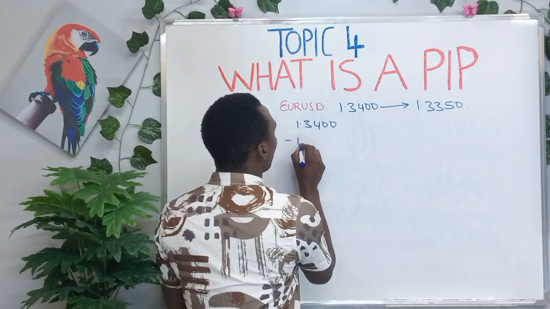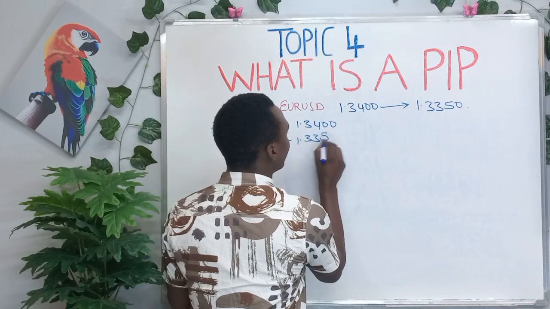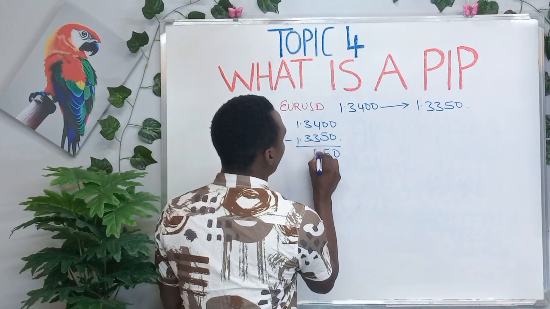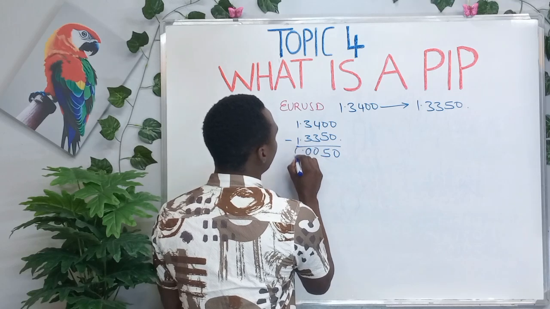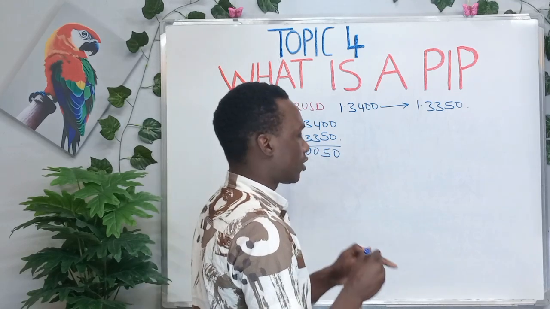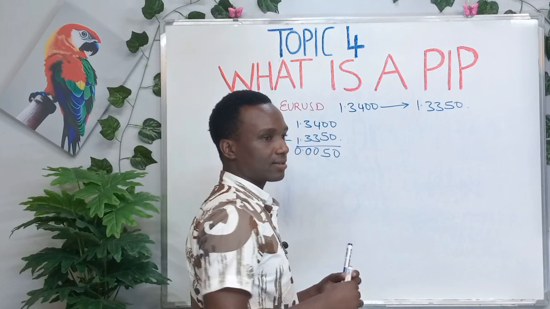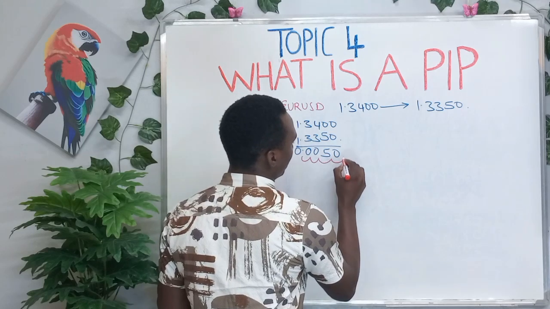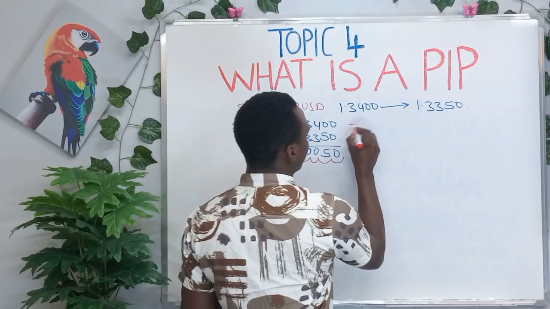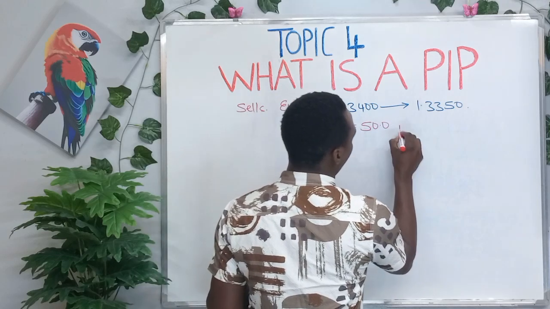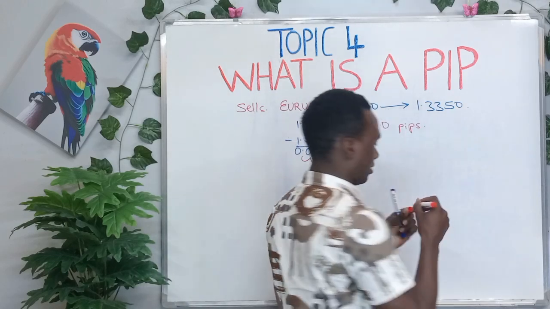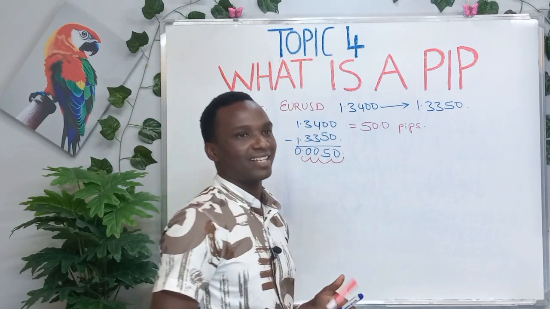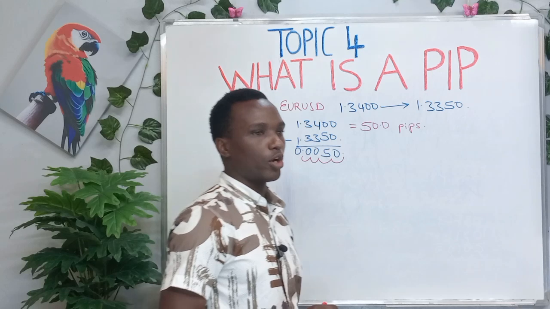So to calculate the percentage in points, it will be 1.3400 minus 1.3350. This will be 0.0050. What do we say about 4 decimal places? 1, 2, 3, 4. So how many pips are these? 50.0 pips. All right? Do you see how easy it is? So we've dealt with the EUR/USD.